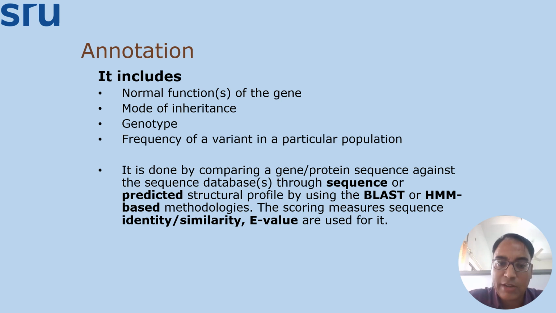Understand that if I have the gene sequence, I'll check it in the database using BLAST, the Basic Local Alignment Search Tool. I'll put it in the NCBI server and use the BLAST algorithm, or I can use a hidden Markov model to be more accurate. The scoring methods used are sequence identity, sequence similarity, and e-value.